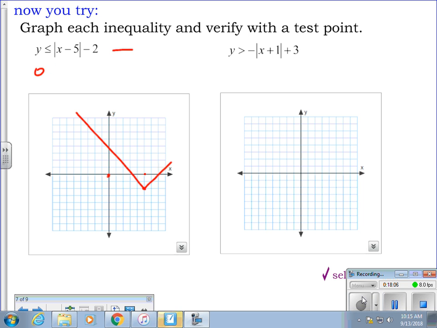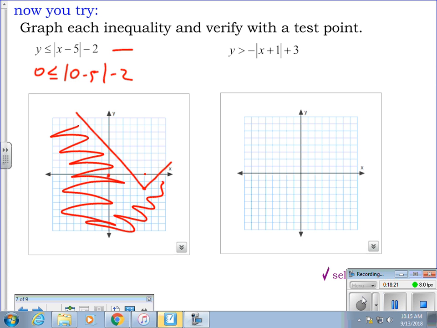0 less than or equal to the absolute value of 0 minus 5, minus 2. 0 minus 5 is negative 5, absolute value is 5. 5 minus 2 is 3. 0 is less than 3. So that means all of this is shaded.